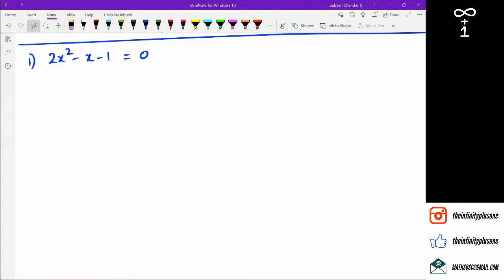The way I go about doing this is I take these 2 numbers, the 2 and negative 1, and multiply them together, which gives me negative 2. Then my next step is to figure out 2 numbers that multiply to negative 2 and also add up to negative 1. If you're wondering where I got the negative 1 from, it's the coefficient of x, and the negative 2 is from 2 times negative 1, which is this part right here.